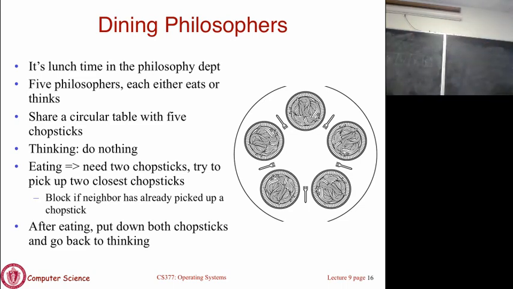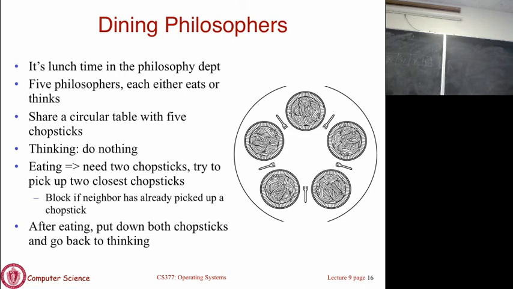And so there's a chopstick in between each plate. So if you have five philosophers around the table, then there are 5 chopsticks. There are forks here, but it makes more sense if you consider them chopsticks. And of course, when you're thinking, you don't need to do anything. But when you're eating, you need 2 chopsticks in order to be able to eat. So when you want to eat, you need to pick up your left chopstick and your right chopstick, and then that will allow you to eat.